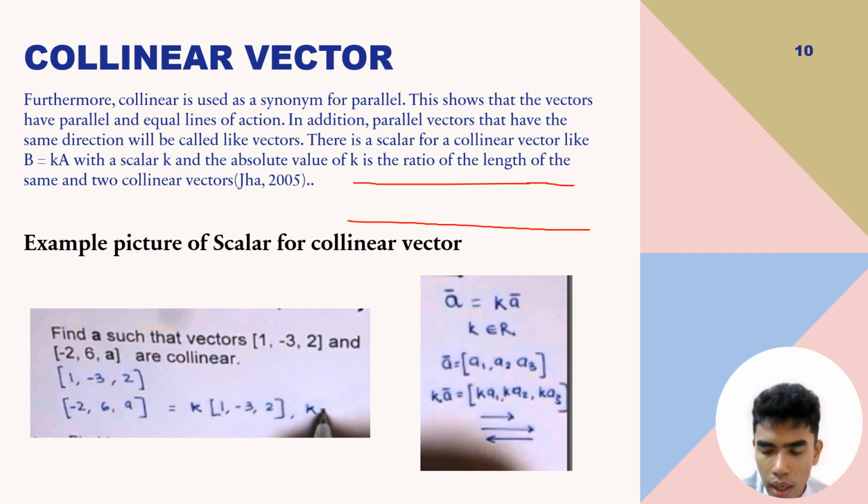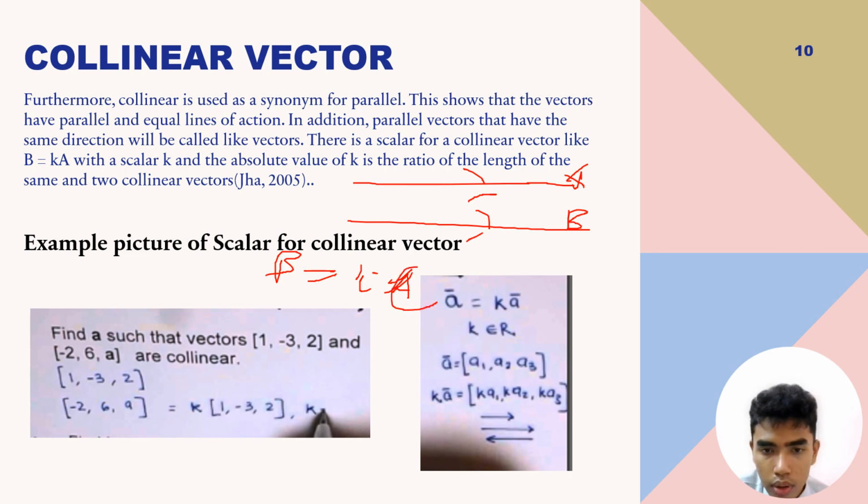Just assume this thing has the same position. So right now we have two lines. How do we know they are equal? So we use a scalar like this one, b equals k a. I'm sorry, this is a. So this is line a and this is line b. So how do we know this is collinear?